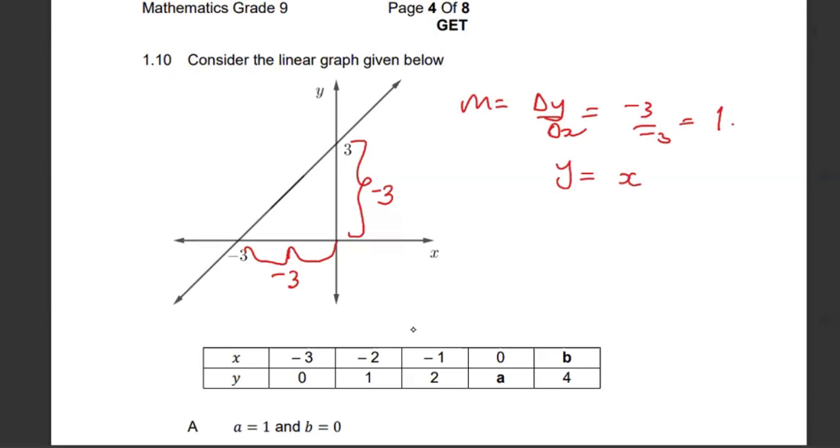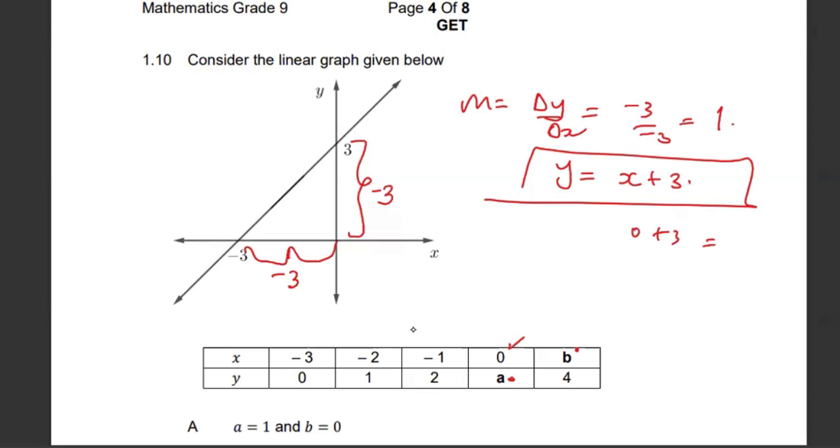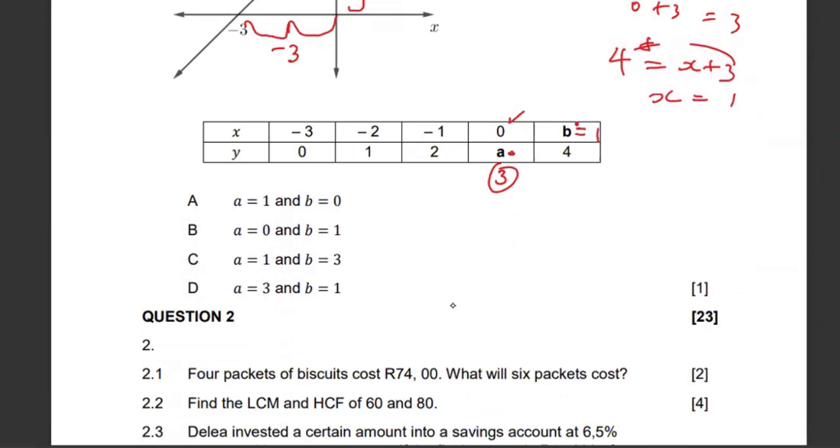So my equation becomes y equals x plus 3. Now, if I use this equation, I can find what a is and then what b has to be. So if x is 0, it's going to be 0 plus 3, meaning that our a must be 3. And then if y is 4, so 4 is equal to x plus 3, move the 3 that side, x must be 1, so b is 1. So a is 3, b is 1. Option D becomes the best option there. All right.